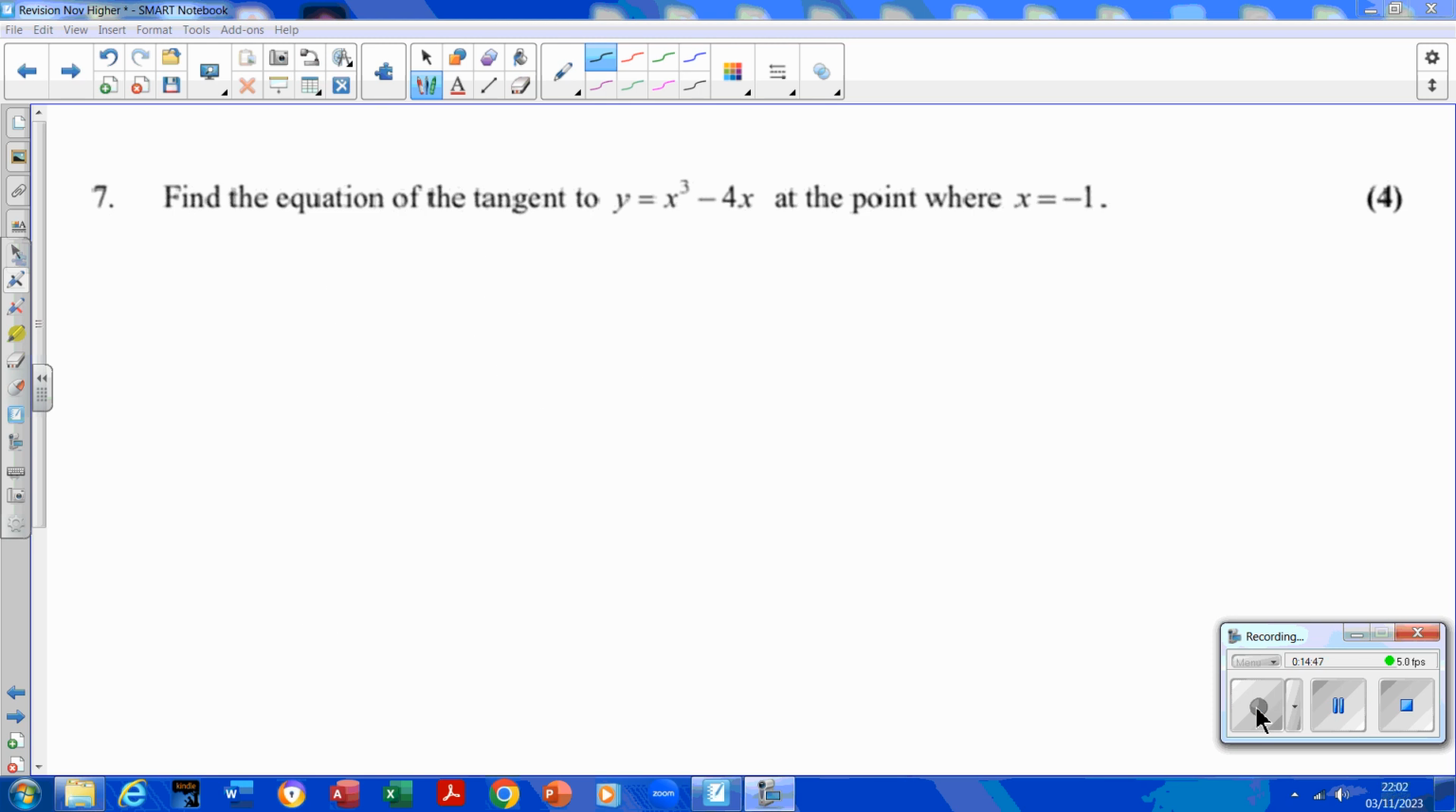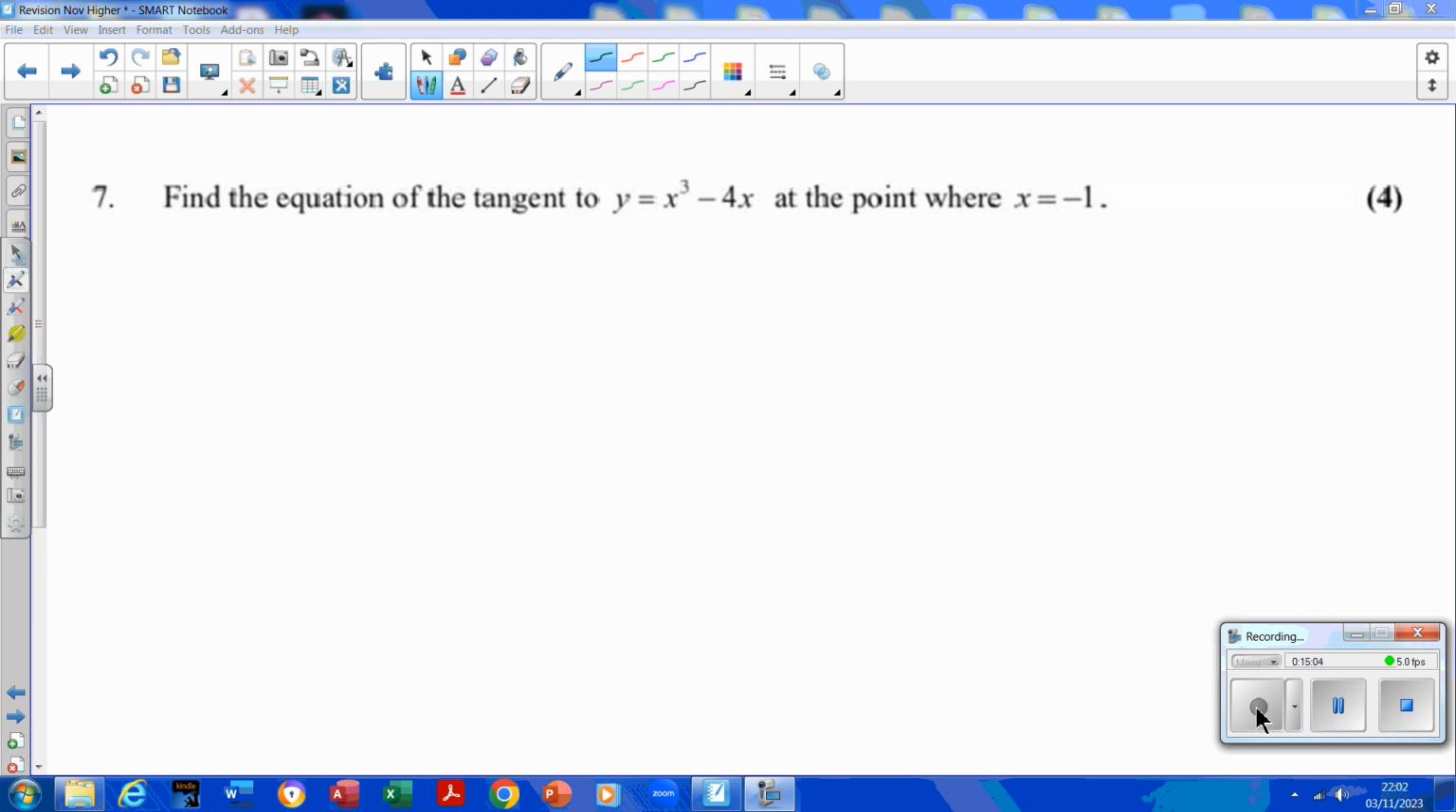Question 7. These are really important questions, finding the equation of a tangent to a curve. So we want to find the equation of a tangent. A tangent is just a straight line. Two things we need to find the equation of a tangent: we need a point, we need the gradient, and then we can do the equation.